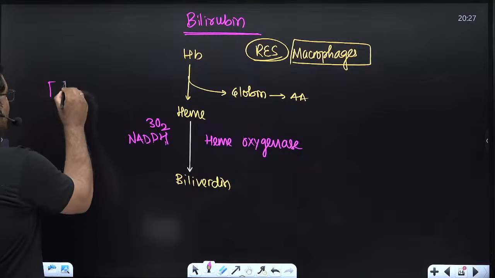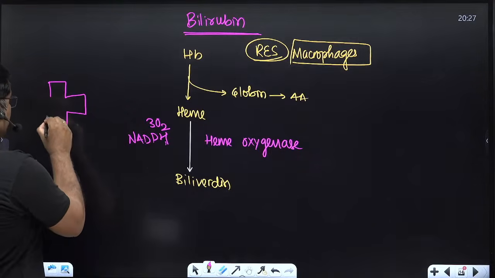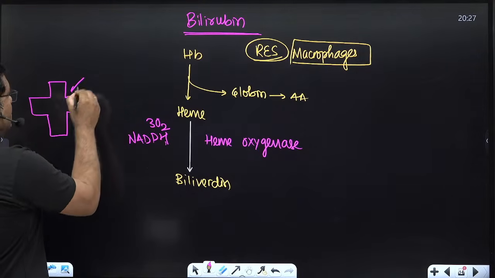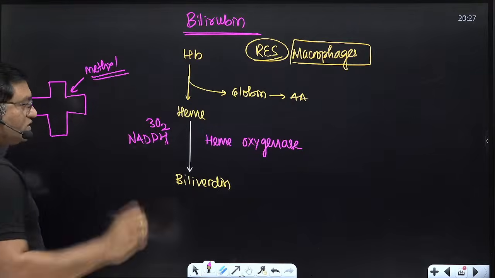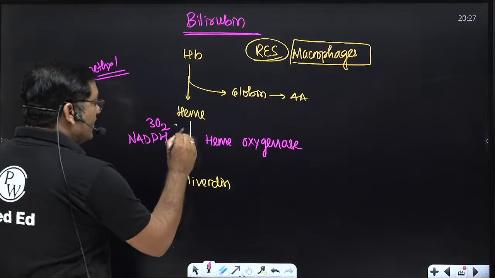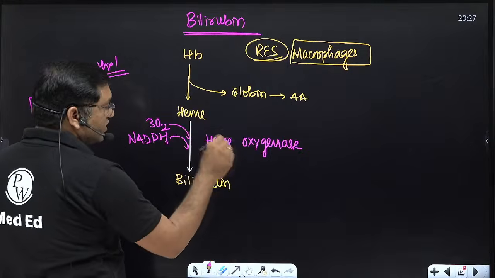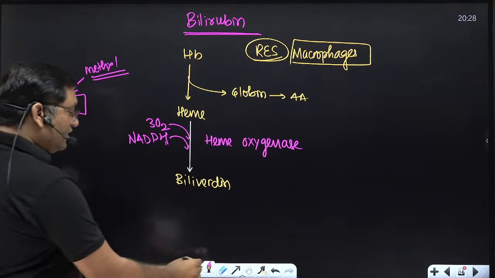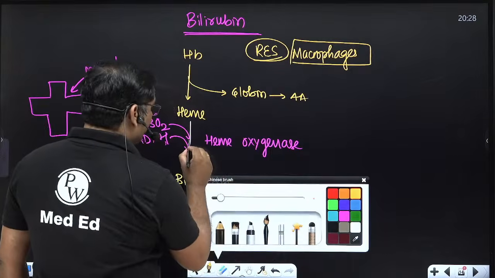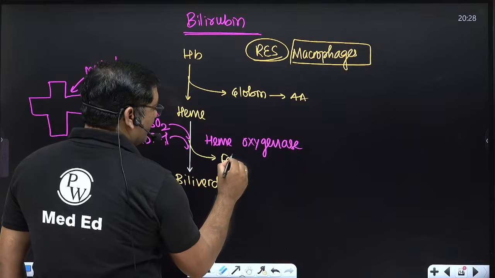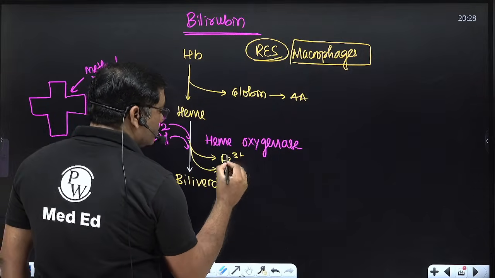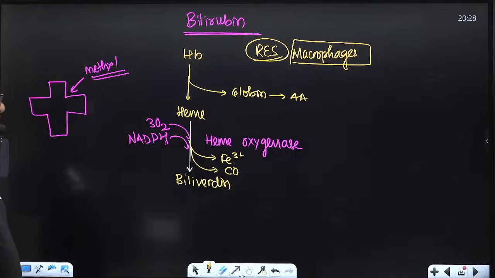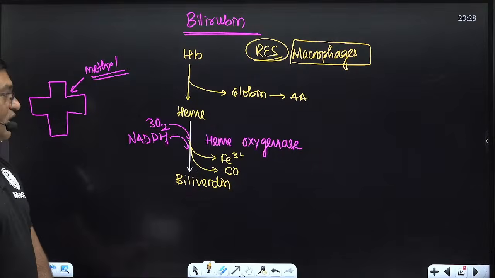So this bridge, the methynyl bridge, is broken down by the oxygen. So O2 and NADPH are required for this reaction by heme oxygenase, and there is release of the iron in the ferric state. This is the reaction which is the endogenous source of carbon monoxide.